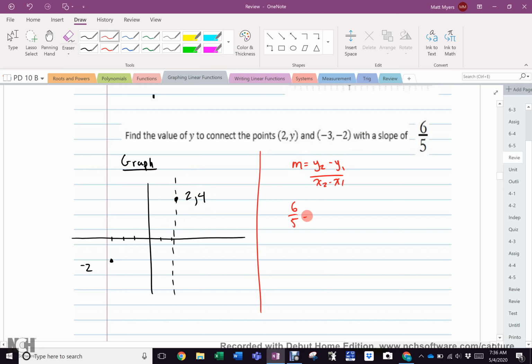6 over 5 equals negative 2 minus y over negative 3 minus 2. 6 over 5 equals negative 2 minus y over negative 5. Negative 30 equals negative 10 minus 5y. Bring that over. Negative 20 equals negative 5y, so y equals 4.